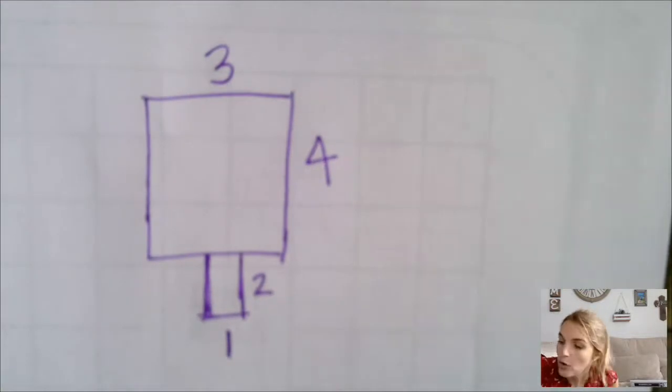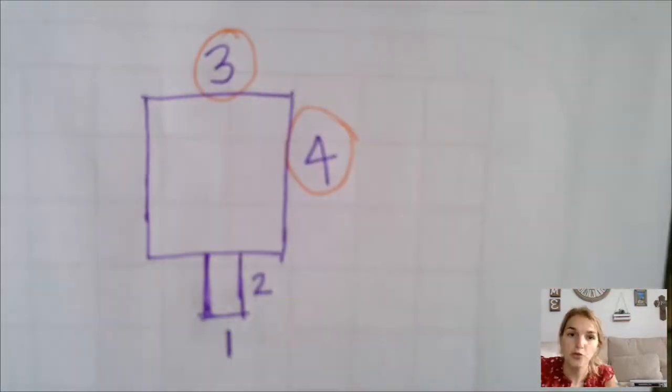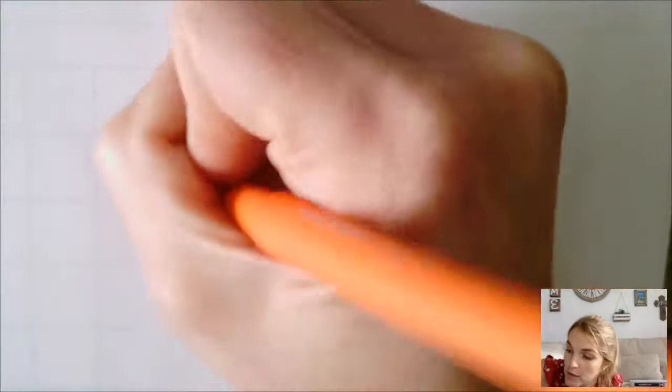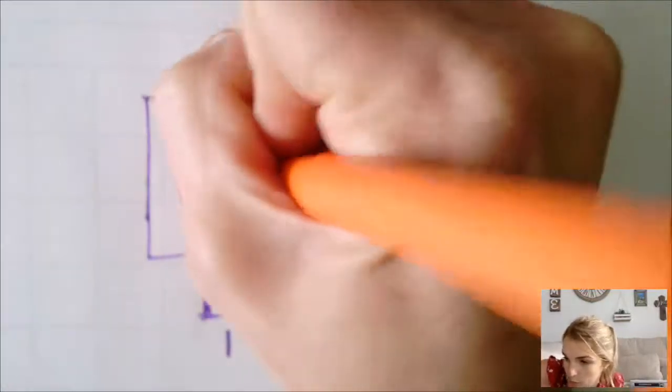So let's see. We're going to look at the first rectangle, and we see that it's 3 times 4. So the area of the first rectangle is 12 inches squared. That would be very, very small. Let's do 12 feet squared.